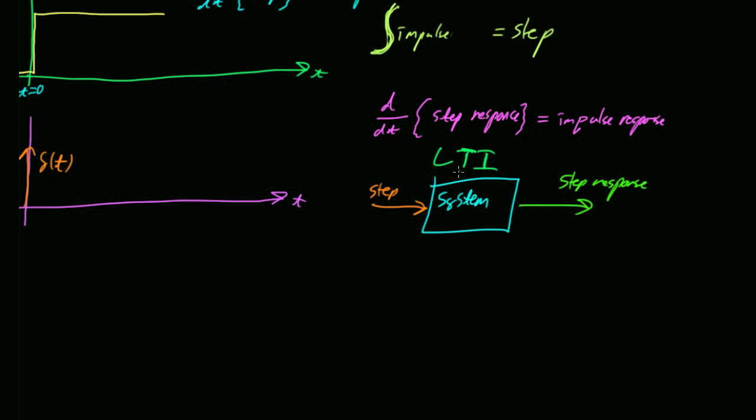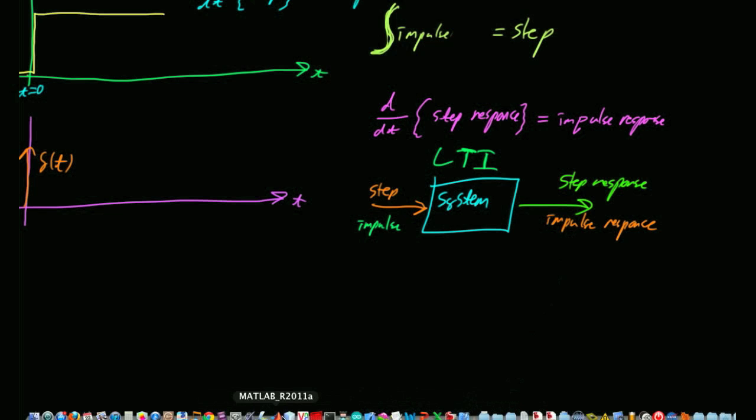LTI, linear time invariant. Basically, it means if you double the input, you double the output. If you shift the input by 1 second, you shift the output by 1 second. But it also means that if you take the derivative of the input, you take the derivative of the output. Doesn't it mean that? If you take the derivative of the input, then equivalently you take the derivative of the output. You don't even need to do all the math that goes on on the inside.